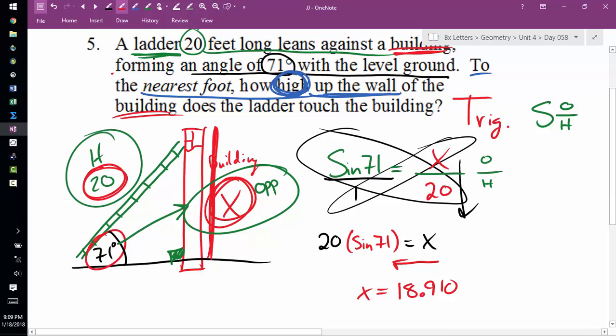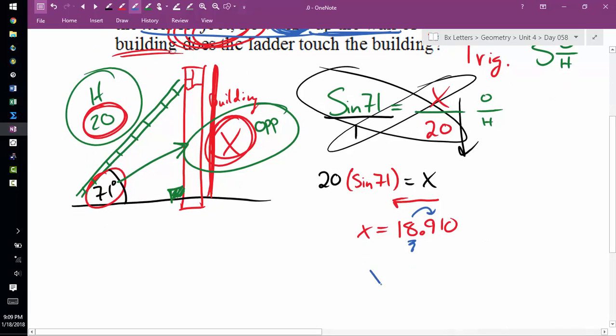And they wanted me to round to the nearest foot. So the nearest whole unit is that 8. I look to the right. If that's 5 or higher, I'm going to round that 18 up to the next unit, which is a good old 19. x equals about 19.